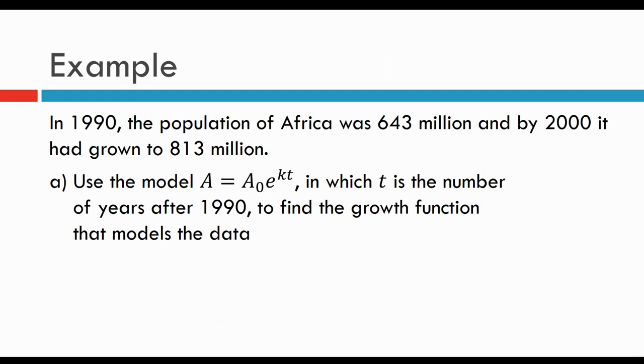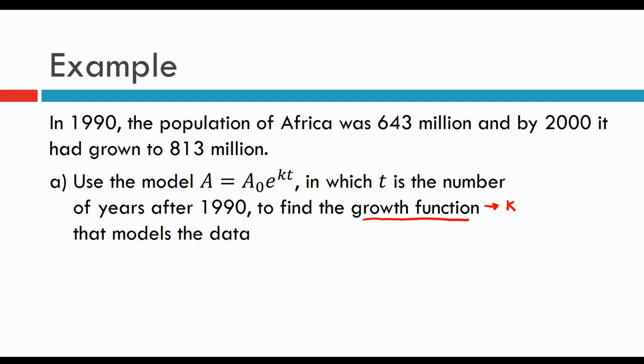So it says in 1990, the population of Africa was 643 million, and by 2000, it had grown to 813 million. So we're going to use that growth and decay model. t is the number of years after 1990, and we're going to find the growth function that models the data. So basically, when it says the growth function, we're going to be figuring out what is that k value.